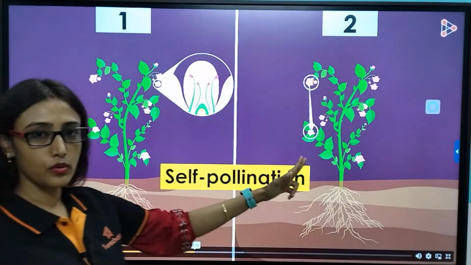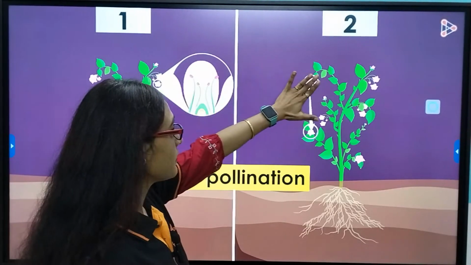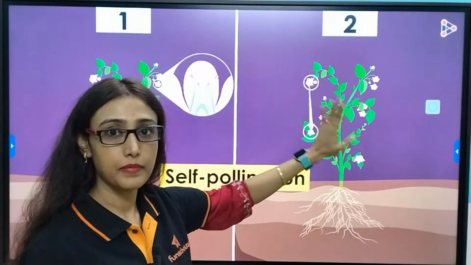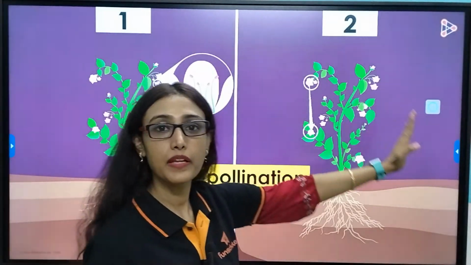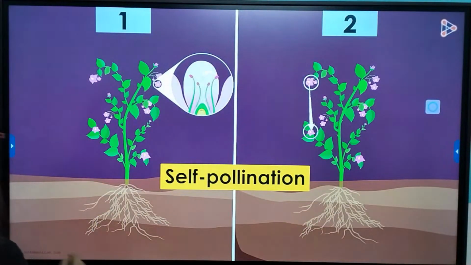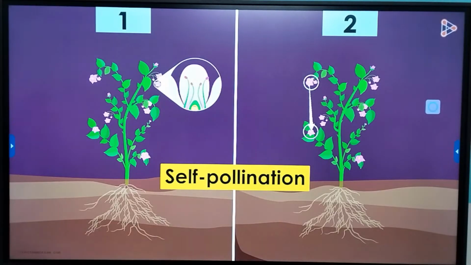This I have already told you. Just see in this video, same flower, flower of same plant. But in case of cross pollination, there will be two plants. Let's watch. Flower or the flowers of the same plant.